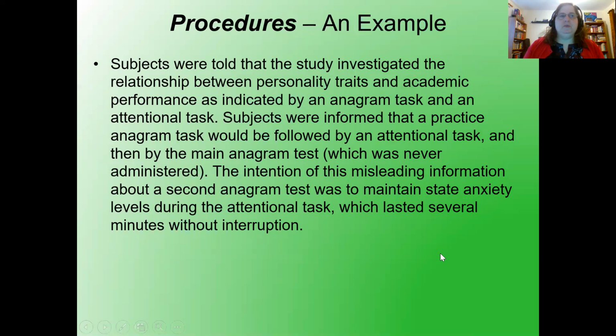So now let's look at an example of this. Subjects were told that the study investigated the relationship between personality traits and academic performance as indicated by an anagram task and an attentional task. Subjects were informed that a practice anagram task would be followed by an attentional task and then the main anagram test, which was never administered. The intention of this misleading information about a second anagram test was to maintain state anxiety levels during the attentional task, which lasted several minutes without interruption.